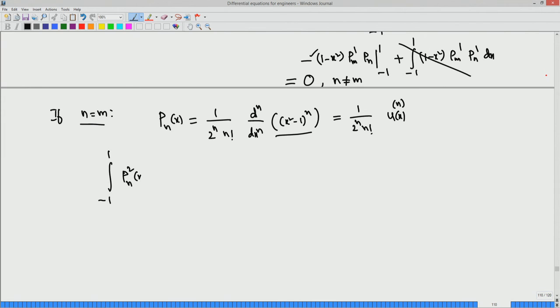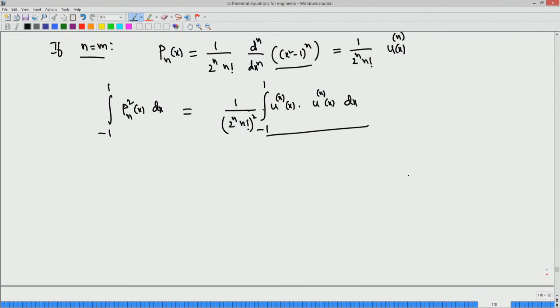If you write it like this, you want to know what is this Pn Pm. That means the integral of Pn square of x dx, from minus 1 to 1. You can directly calculate using this formula. You have 1 by 2 power n n factorial square into un of x into un of x dx. This is just a constant, you can take it out. So, let us evaluate this integral. If you evaluate this, you just do the integration by parts.